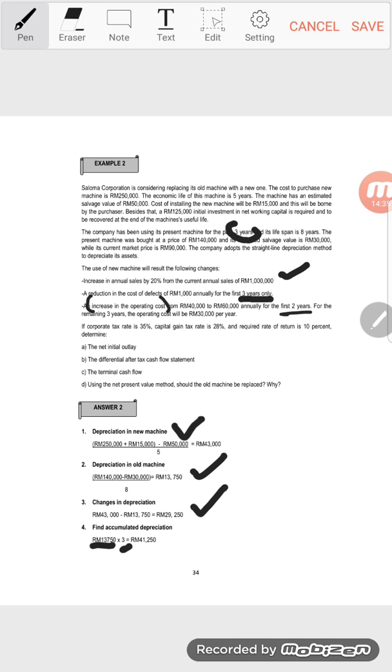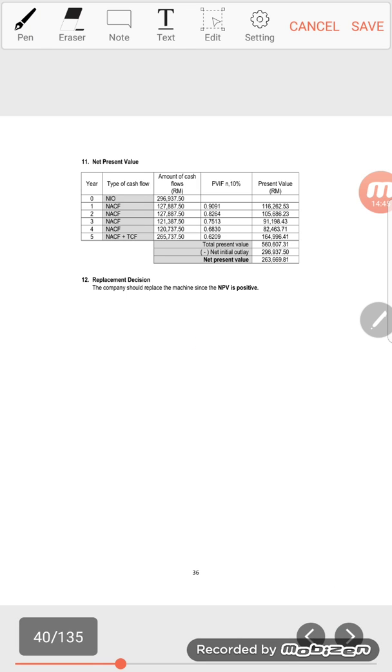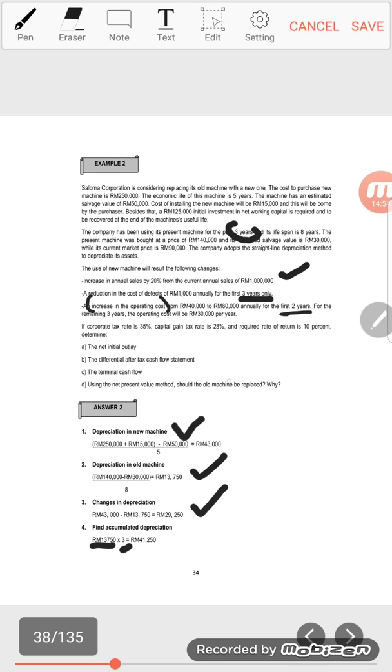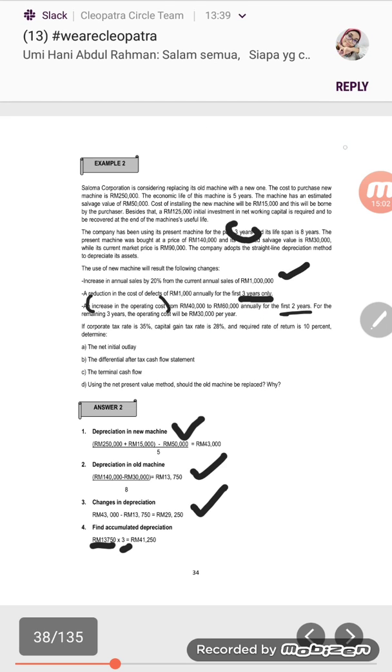So what happened to the next 3 years? There were 5 years, right? So for the first year and the second year, the operating cost increase is 20,000. But for the third, fourth and fifth years, what happened? It says that for the remaining 3 years, the operating cost will be 30,000 per year. This is 30,000 per year.